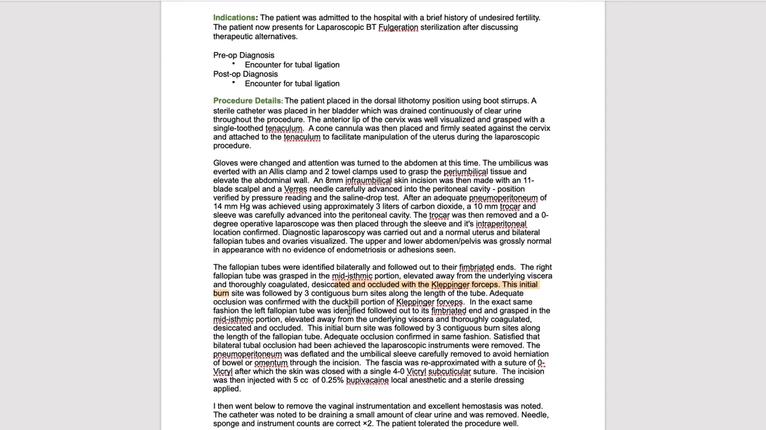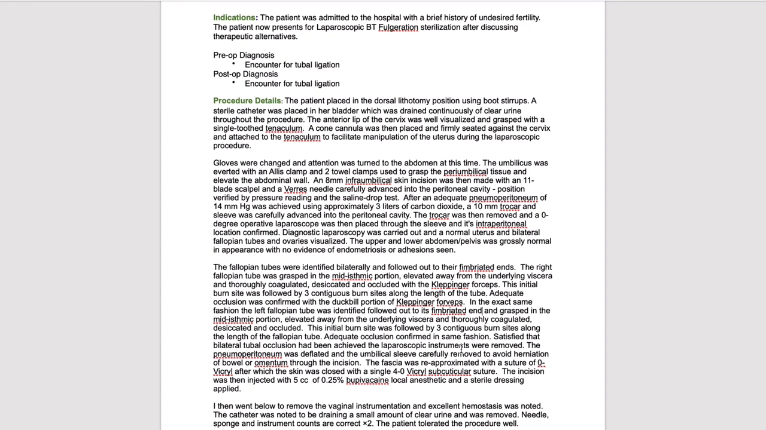Let me see. That was for which side? I think that was for the left side. Oh, no. And it says, in the exact same fashion, the left fallopian tube was identified, followed out to its fimbriated end and grasped in the mid-isthmic portion. The initial burn site was followed by three continuous burn sites along the length of the fallopian tube.